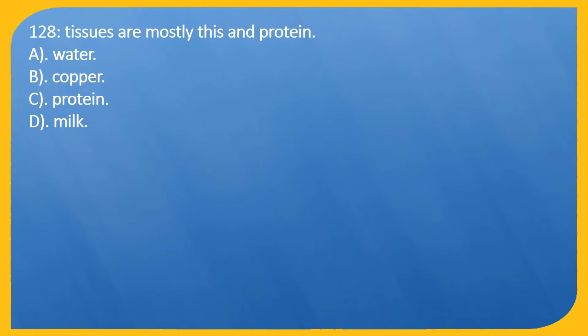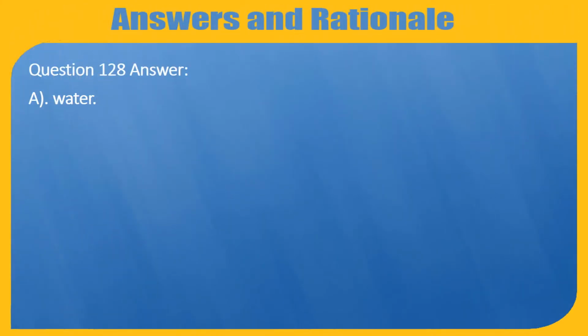Question 128. Tissues are mostly this and protein. A. Water. B. Copper. C. Protein. D. Milk. Question 128 Answer, A. Water.